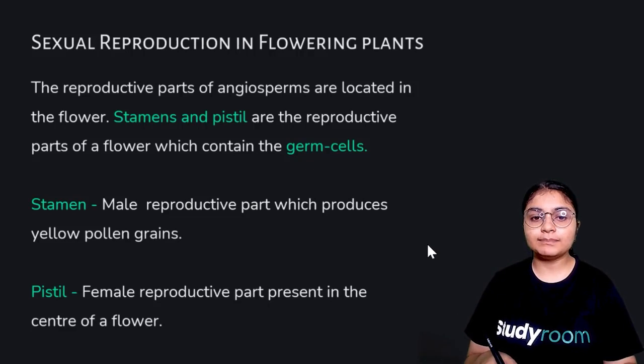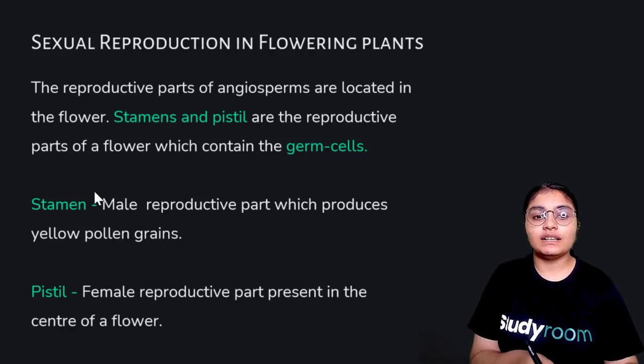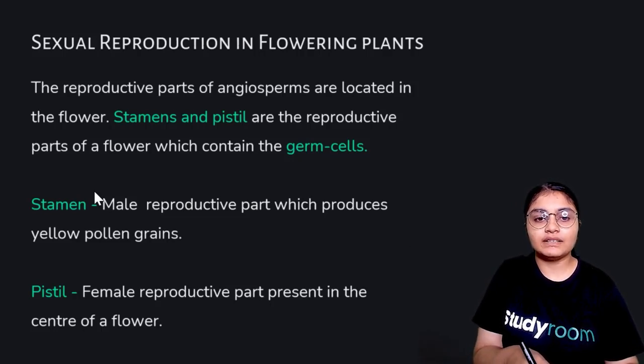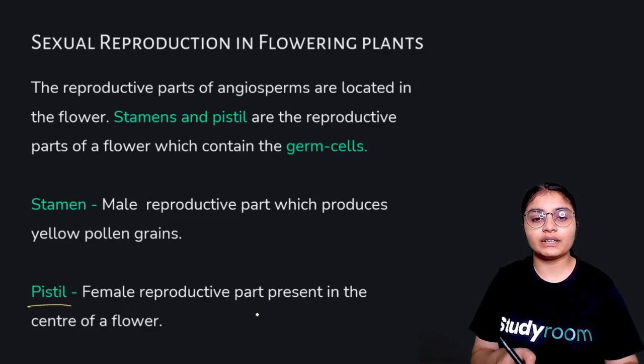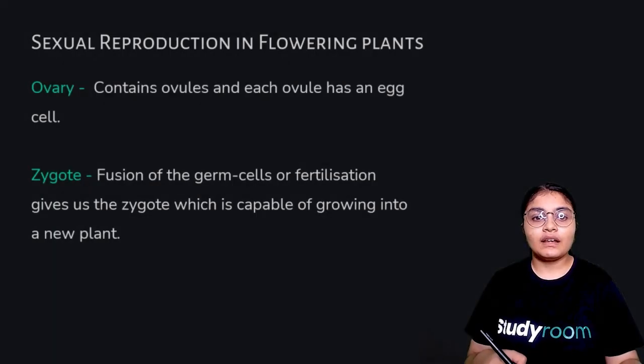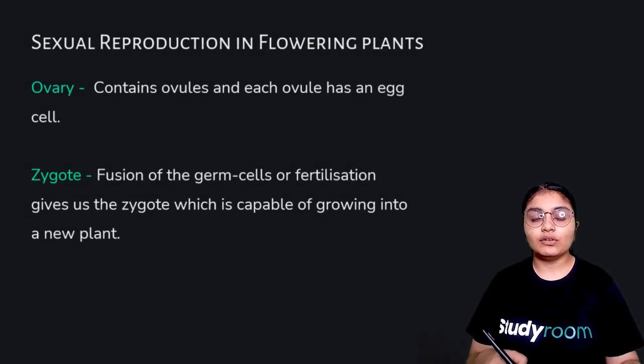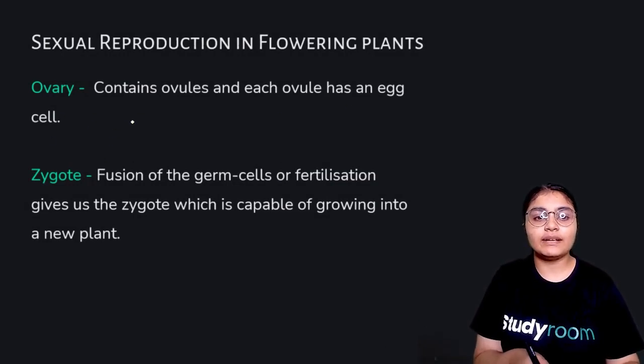The reproductive parts of angiosperms are located in the flower, as we saw, that is stamens. The stamens and the pistils are the reproductive parts of the flower. The stamen is the male reproductive part, which produces yellow pollen grains, and pistil is the female reproductive part present in the center of the flower. Talking about other parts, the ovary, it contains ovules and each ovule has an egg cell. Okay, so this is also a very important part.